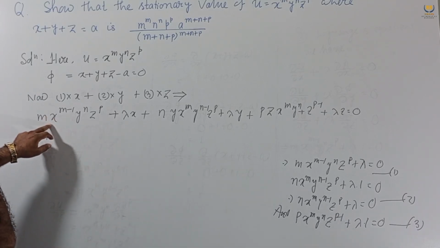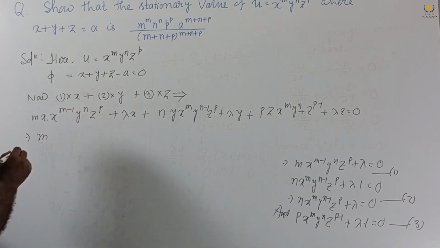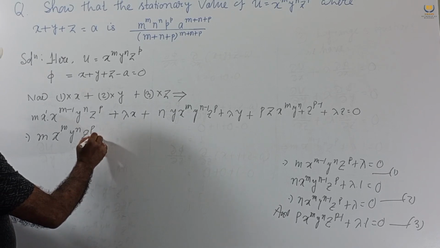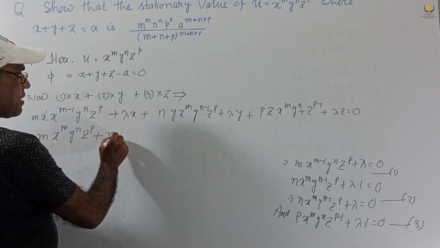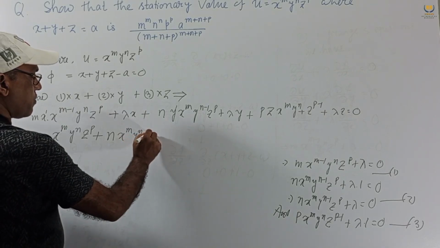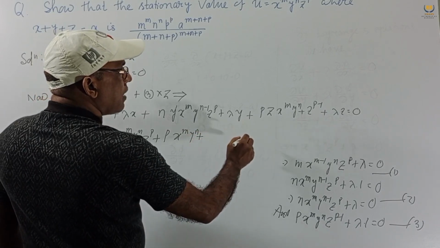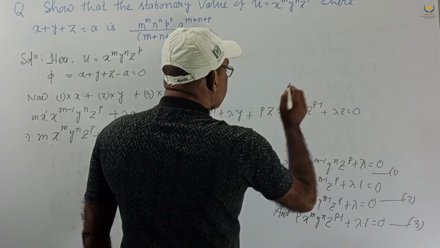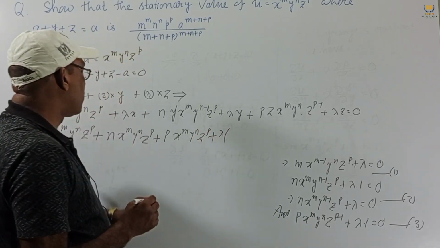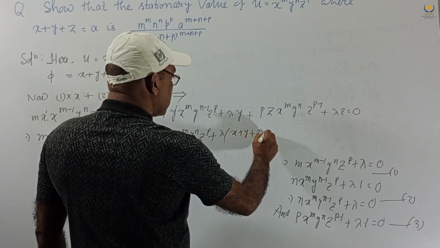And here we get m, this first one multiplying by x, then here m into x. This is x power 1, this is minus 1, so 1 and minus 1 cancel, then x to the power m, y to the power n, z to the power p. And this one we write first, n x to the power m, this power 1, 1 cancel, y to the power n, z to the power p. And this we write p x to the power m y to the power n, into z to the power p, plus lambda taking common here, these three terms, lambda common, we get x plus y plus z, this equal to 0.